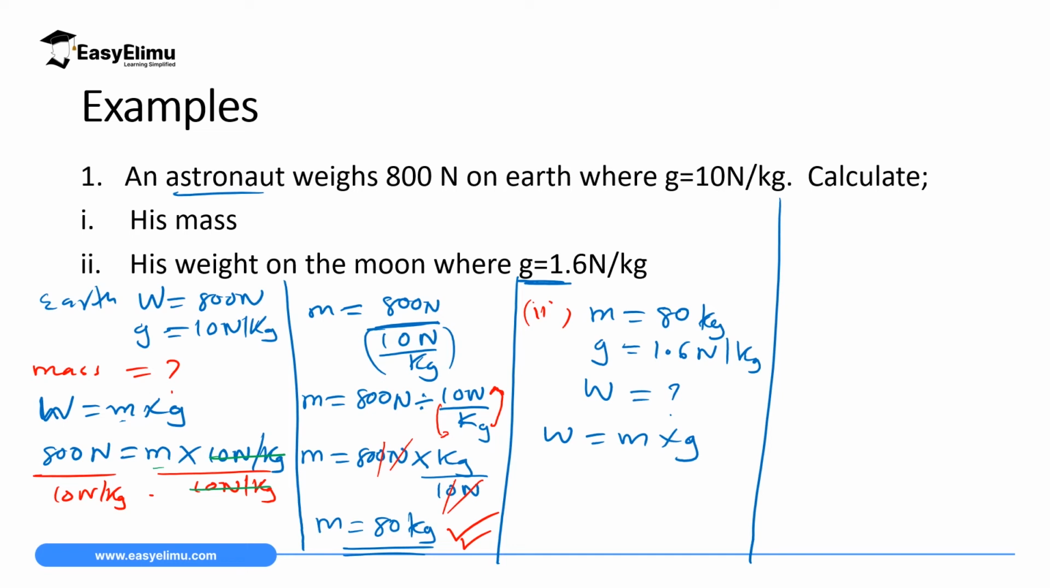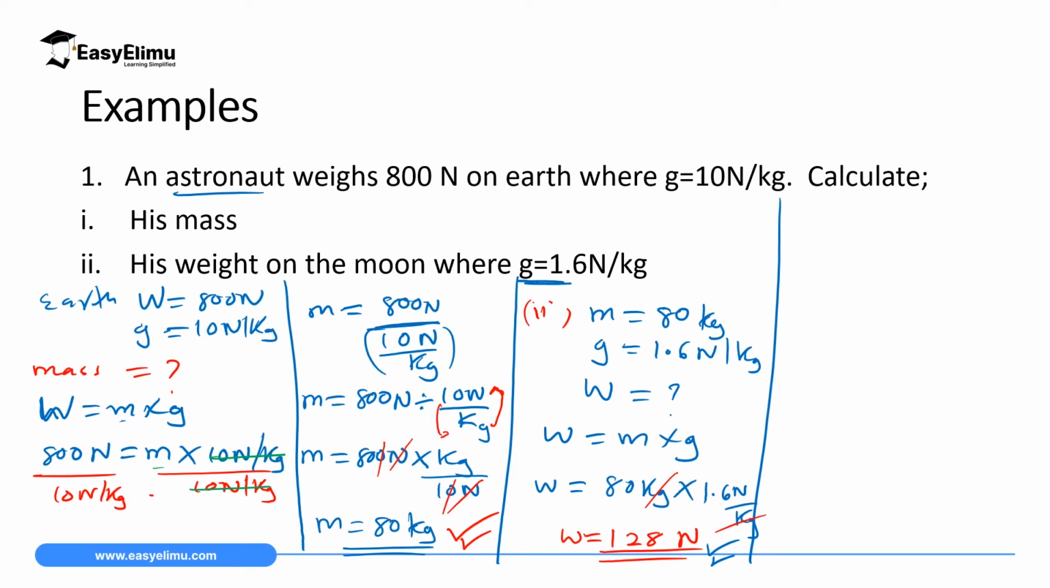Now in this case, we will have our weight is equal to mass, which is 80 kilograms, times the gravitational field of the moon, that's 1.6 newtons per kilogram. Now kilogram will cancel with kilogram, then our answer will remain in newtons. So the weight will be 80 multiplied by 1.6, which is going to give us 128 newtons. So this is now the weight of the astronaut on the moon's surface.